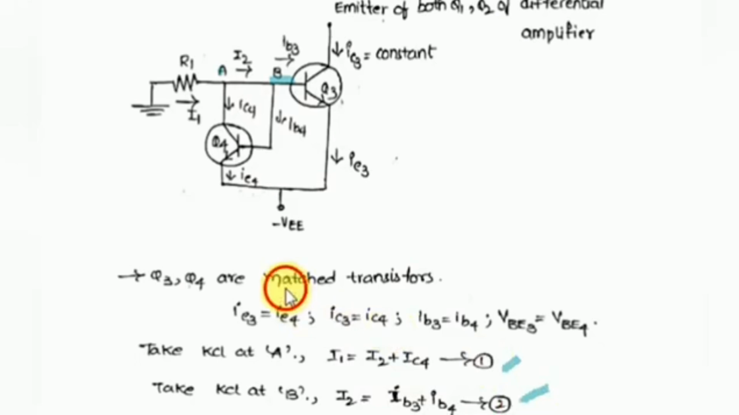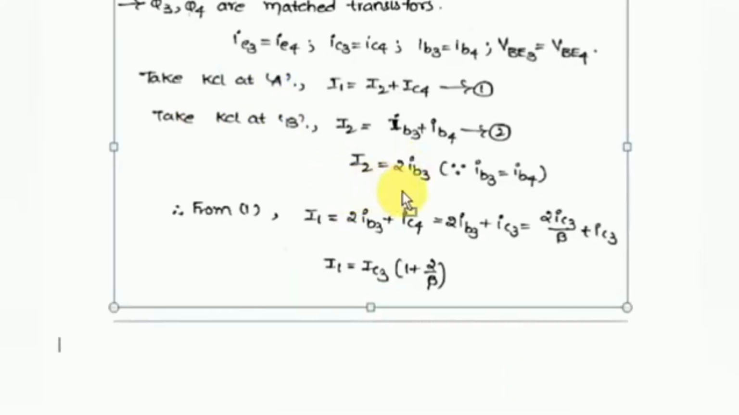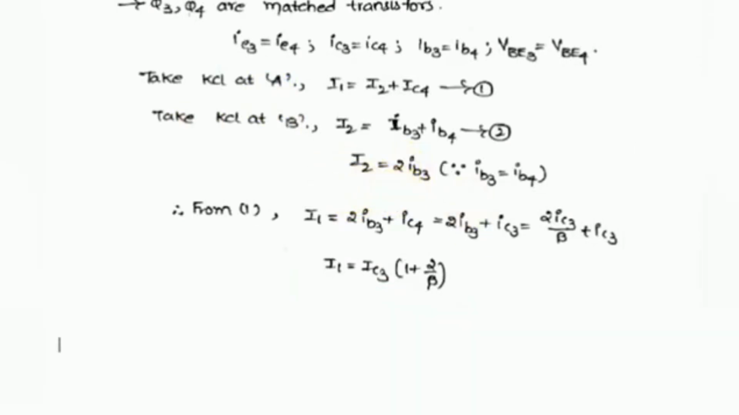From the matched transistors, we know that IB3 and IB4 are equal. So simply substitute IB4 as IB3, then we can get I2 as 2IB3. Now let us consider equation 1. From equation 1 we know what the value of I1 is. It is I2 plus IC4. Now here I2 is 2IB3, as we have found. So 2IB3 plus we can write IC4 as IC3 from this equation.